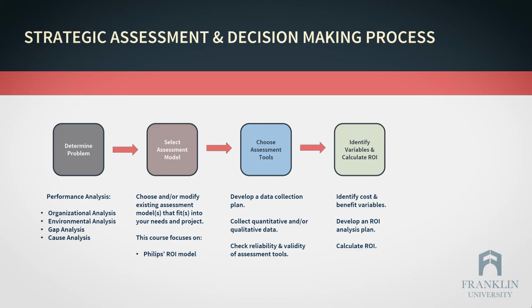The fourth phase of the decision-making process is identifying cost and benefit variables and calculating ROI. After collecting the relevant data for the training intervention, you will identify cost and benefit variables or data items to calculate the return on investment of the training intervention using Phillips' ROI model.